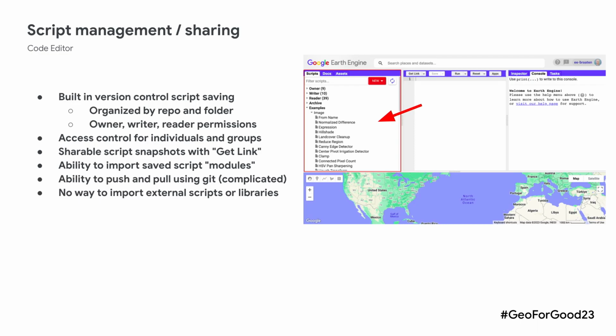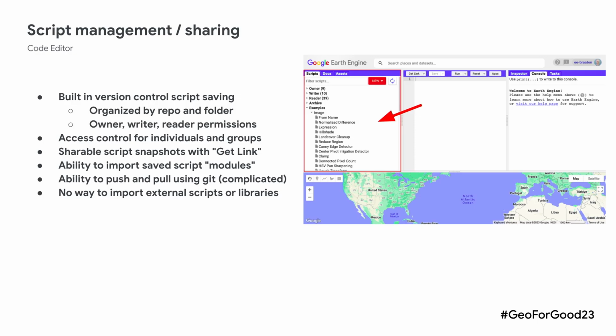One of the best features, I think, of the code editor is the ability to get a snapshot of the script that you're working on, the get link button. And this has been an excellent tool to proliferate example code all over the internet, for better or worse, maybe. But it is a really great feature to get a quick snapshot of what you're working on, share it with somebody for getting help, or show people what you're working on.